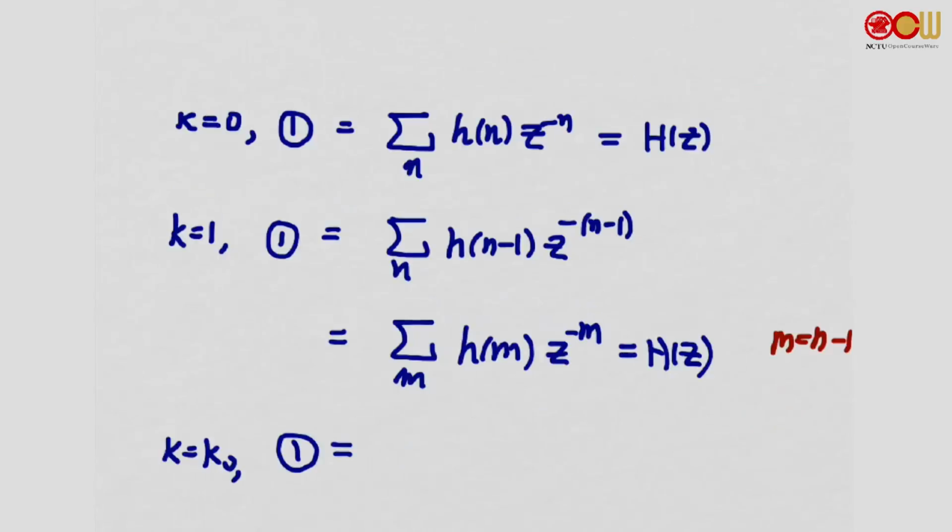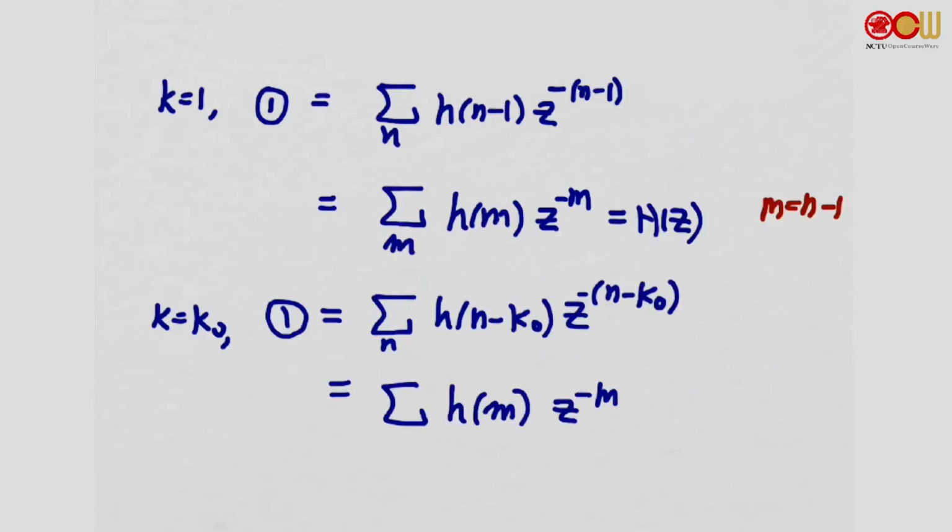More generally, when k is equal to k0, then we have h[n minus k0], z^(-(n minus k0)), sum over n, and we can play the trick of change of variable again.